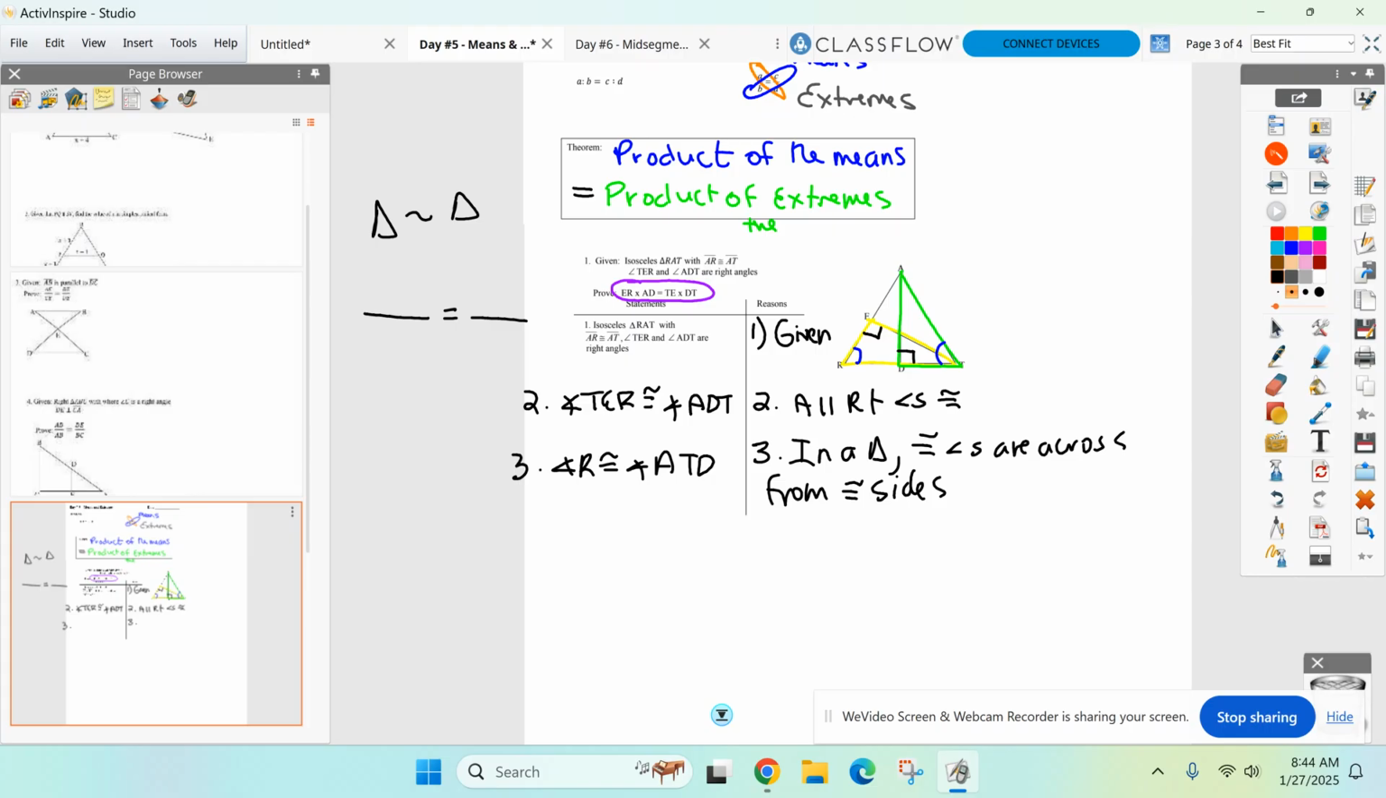I have angle. So now the triangles are similar. Just write me a correct statement in the correct order now. Write me a correct statement in the correct order. Triangle ADT. Actually, you know what? Never mind.